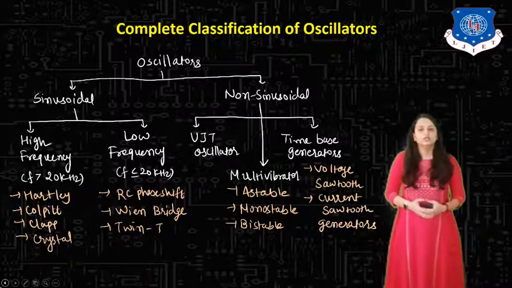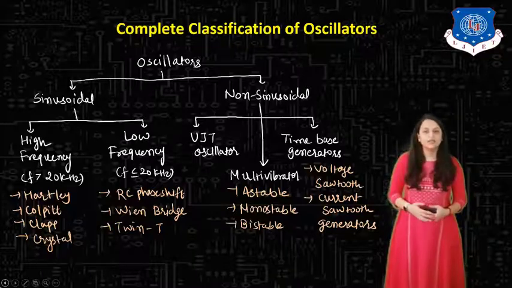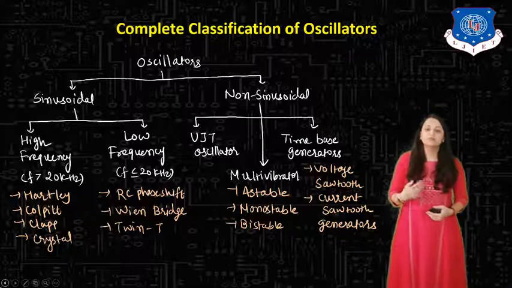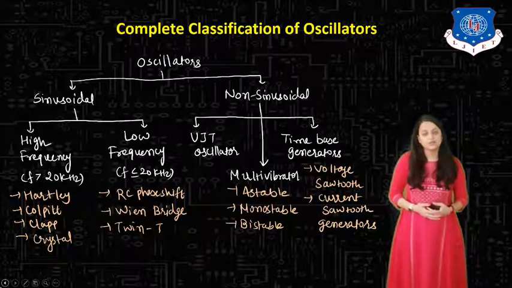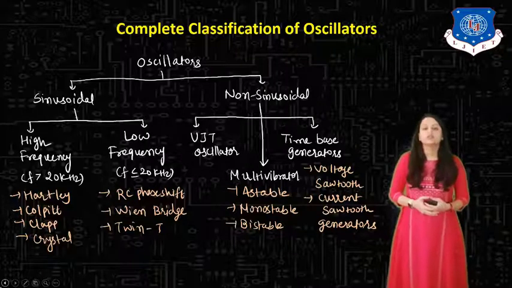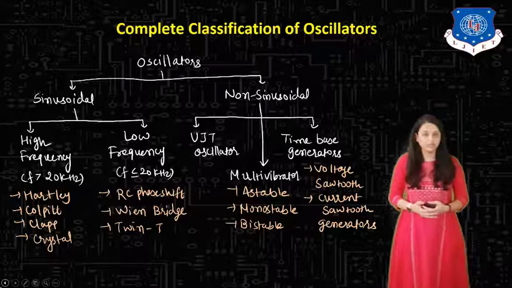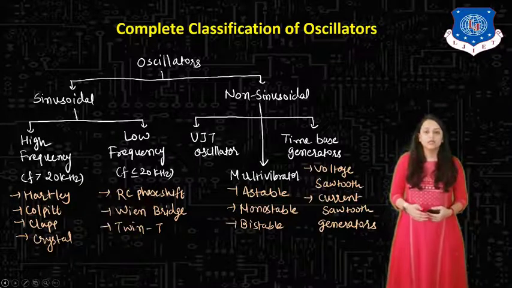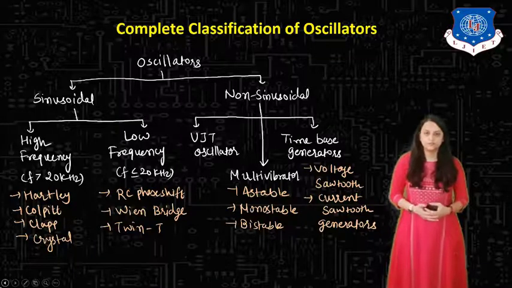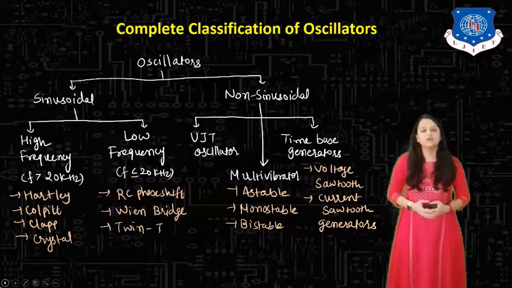Now, in non-sinusoidal oscillators, we can have UJT oscillators and multivibrators. In multivibrators, we can have astable, bistable and monostable multivibrators based on their stable states of operation. And in non-sinusoidal oscillators, we can also have time-base generators, which may be voltage sawtooth and current sawtooth generators. Okay? So this was the complete classification of oscillators.